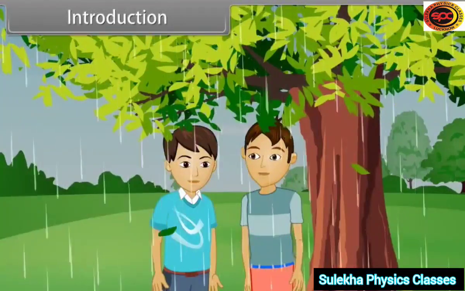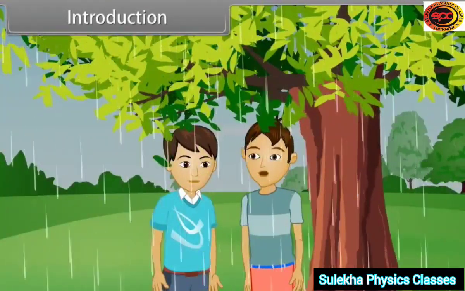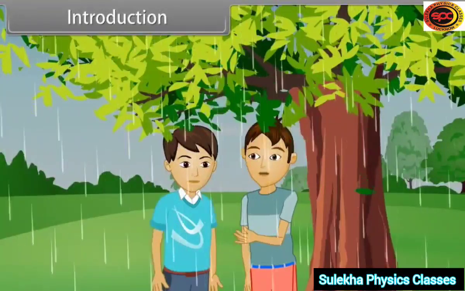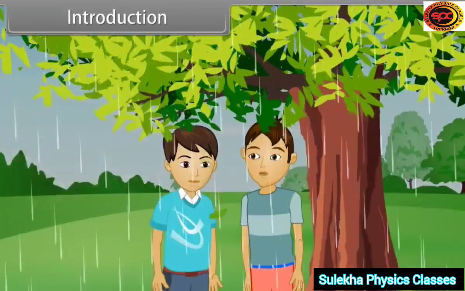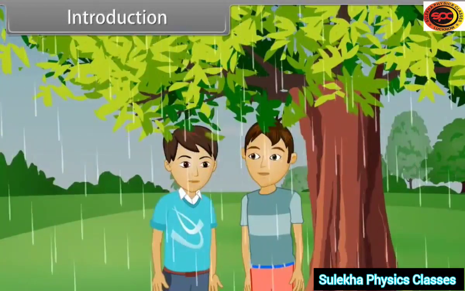Raindrops always fall downwards due to the gravitational force of the earth. The leaves of the plants also fall down on the earth due to the gravitational force. Anything thrown up falls down towards the earth.